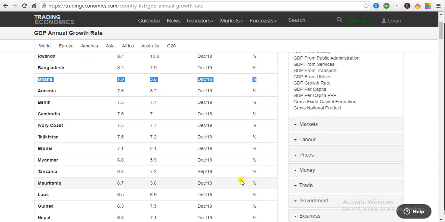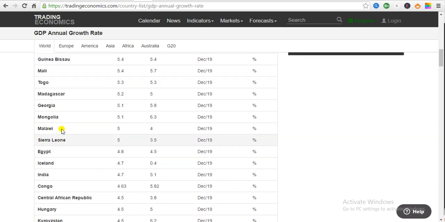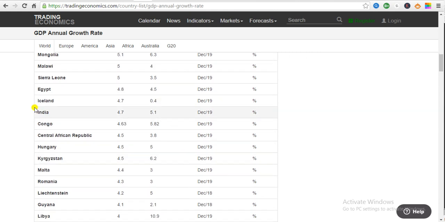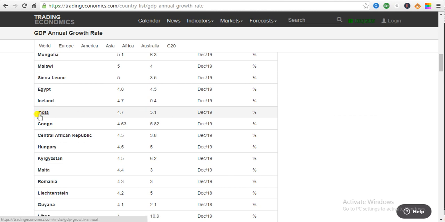Let's just go further down. Malawi, pretty high growth. India, so India is right here. And this is 2019. This is up to date, because this is 2020, so the next number will come out in 2021 for 2020. This is all the info we have on India in terms of GDP annual growth rates. India is at 4.7%, which is pretty high. So if it maintains this type of growth, there might be a lot of opportunities in India.